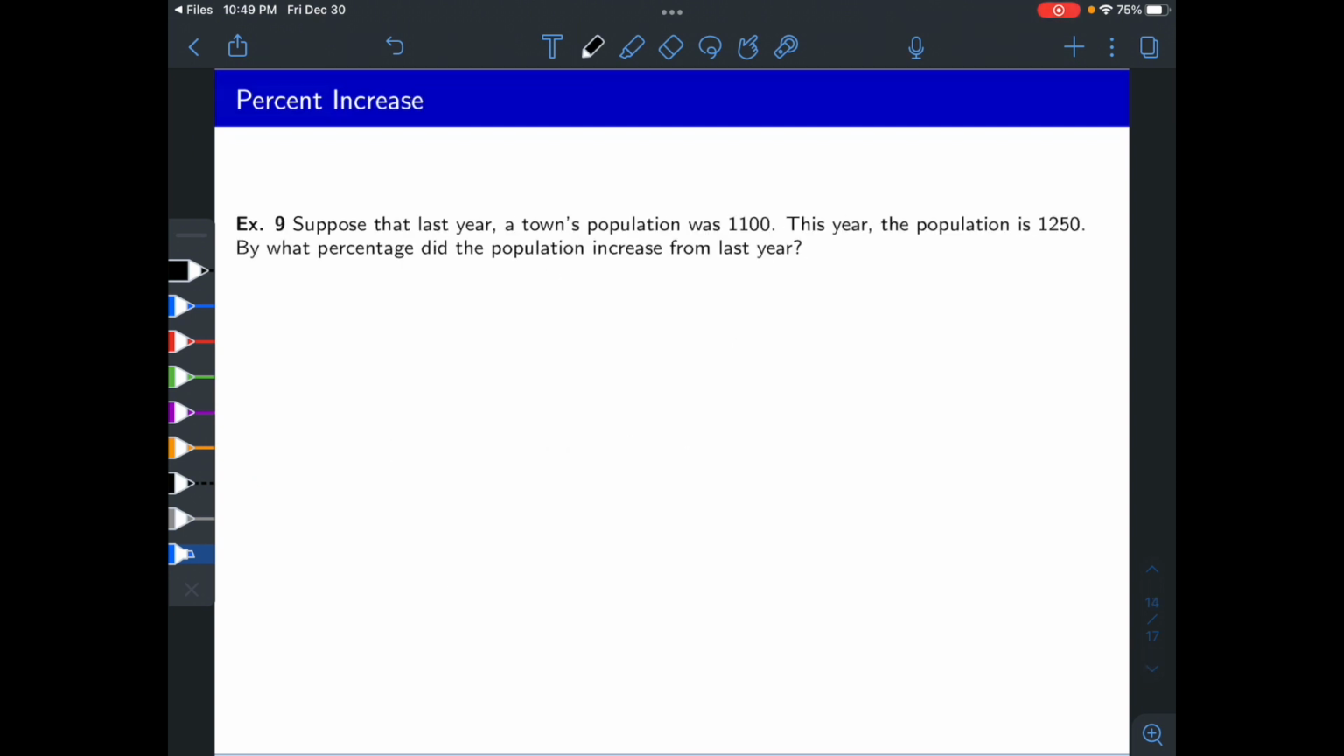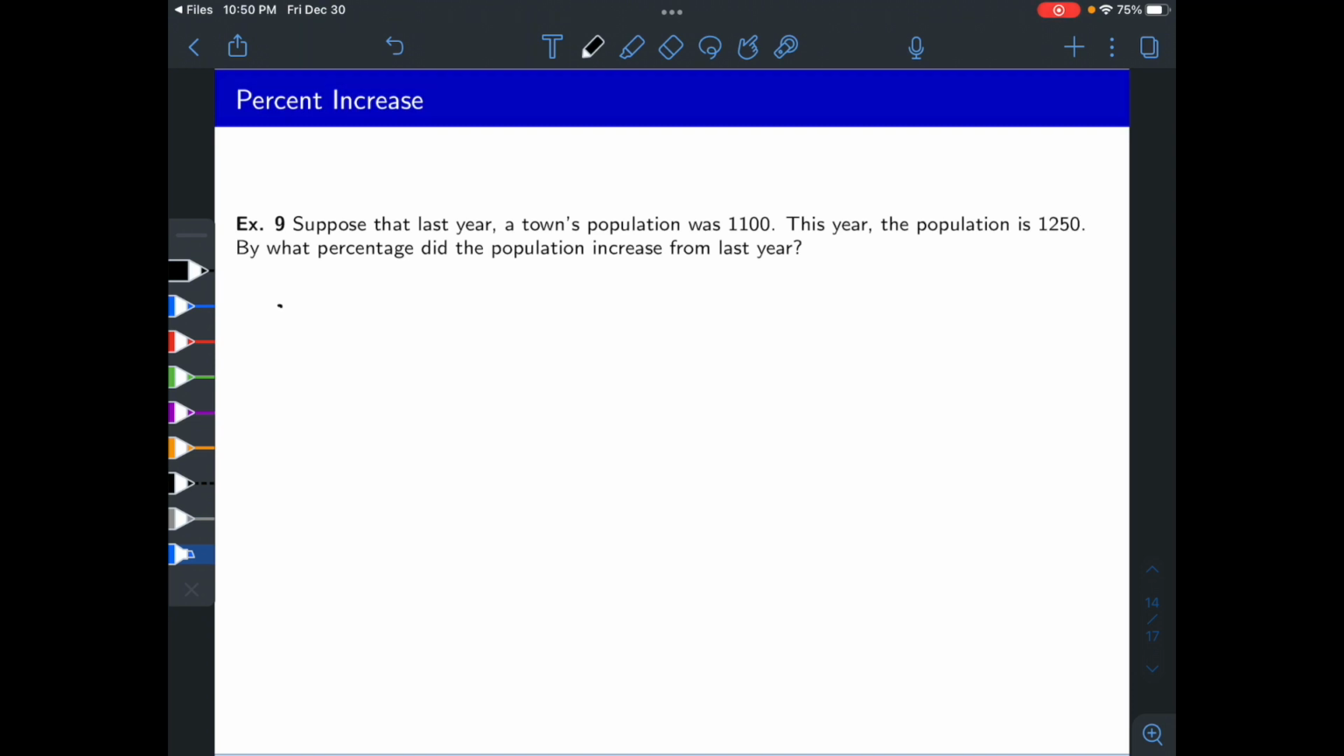All right, percent increases and decreases is going to be the last topic. Let's suppose that last year a town's population was 1,100. This year the population is 1,250. By what percentage did the population increase from last year? There's two main ways of doing this. Way number one would be to first figure out what the actual change is, and then figure out what percent that is of your original population.